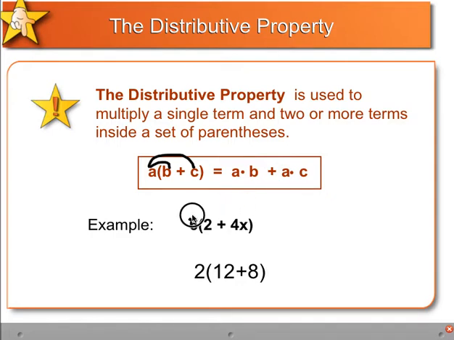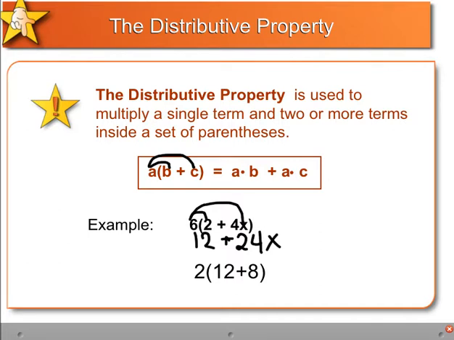So when we look at our next one, we do 6 times 2 and 6 times 4x, so that we get 6 times 2 is 12. And then 6 times 4x is plus a 24x. And the question is, can we combine them? The answer is no, because 12 and 24x are not like terms. So it actually stays as 12 plus 24x.